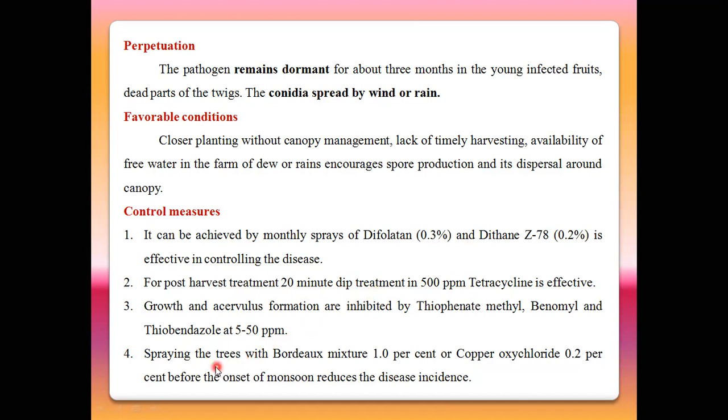Then we also use a borax mixture at 1% or copper oxychloride at 0.2% before the onset of the monsoon. In this way, you can reduce the disease incidence. So this is the information about the anthracnose disease seen in guava. Anthracnose symptoms are generally seen in the field as well as in storage conditions. This is a post-harvest disease also.